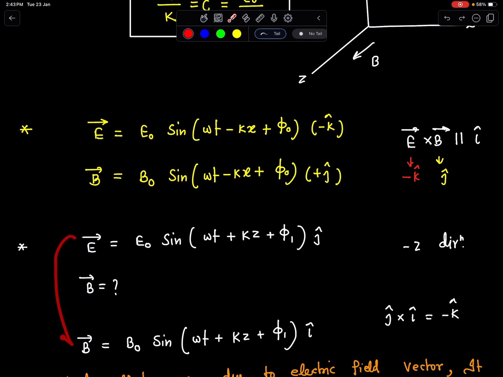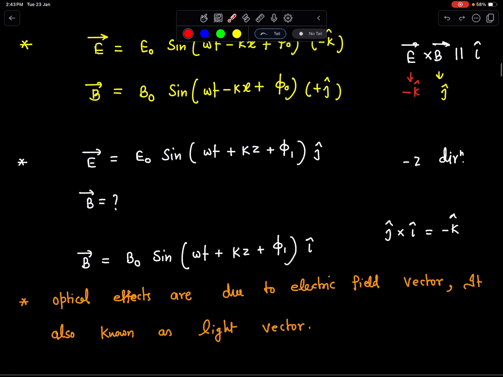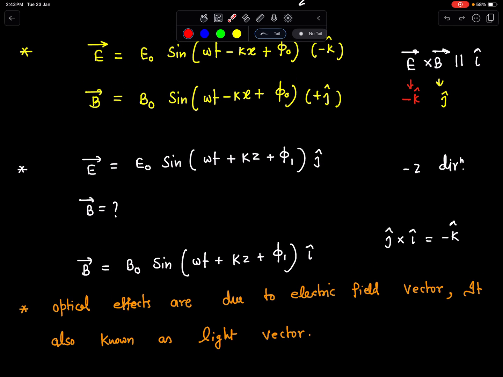So this is how electric field and magnetic field components can be written. Both will be written together. If one is known to you and you know the direction in which the wave is traveling, then easily you can write. Okay, now the next part is the optical effects, like polarization. It is mainly due to the electric field vector, and it is also known as a light vector. I hope this point is clear to you. It's a small piece of information which I feel everyone should know.